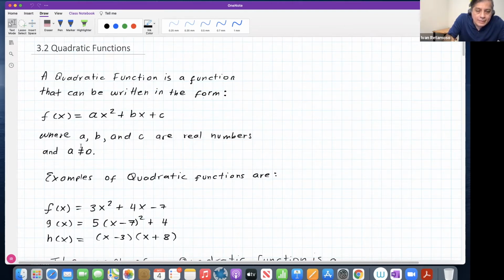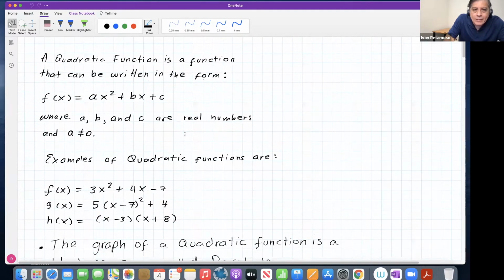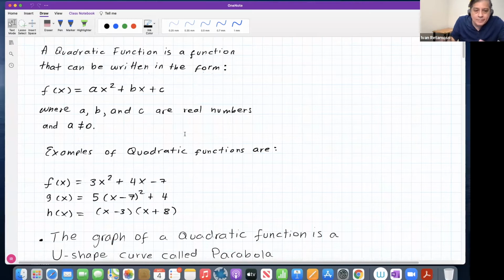The reason for that is this: if a is zero, this quadratic term is going to disappear, and we will end up with a linear function, right? But we have already studied linear functions in the first part of this course. So a is never zero, so we get a quadratic function. Very good. Now, these quadratic functions come in different forms.